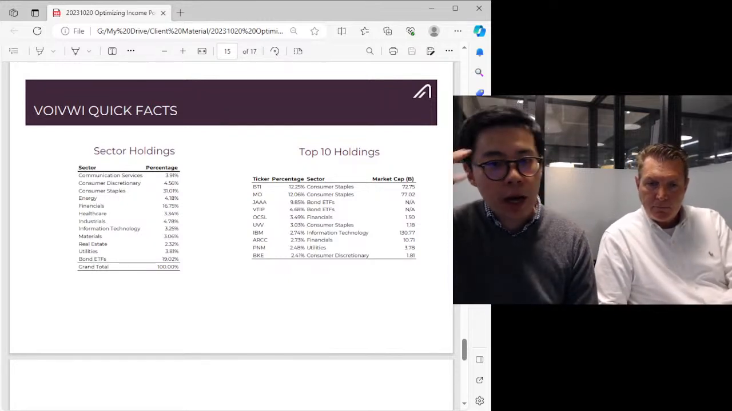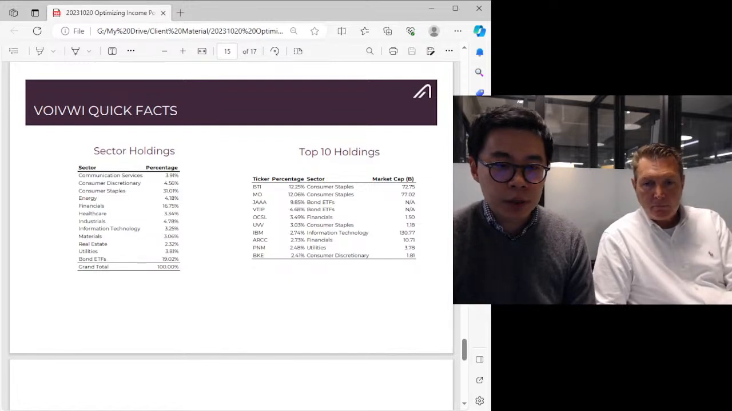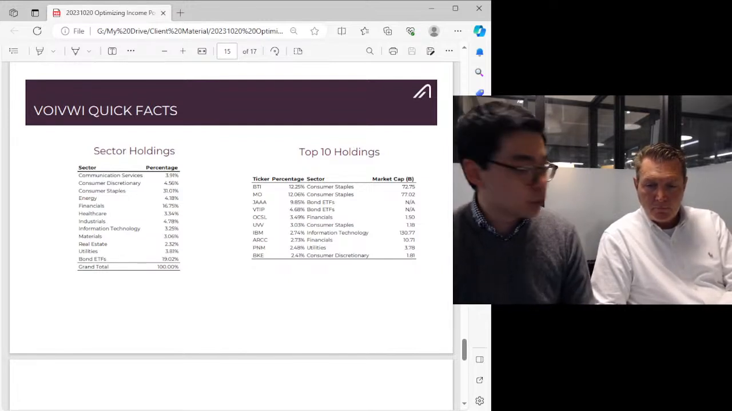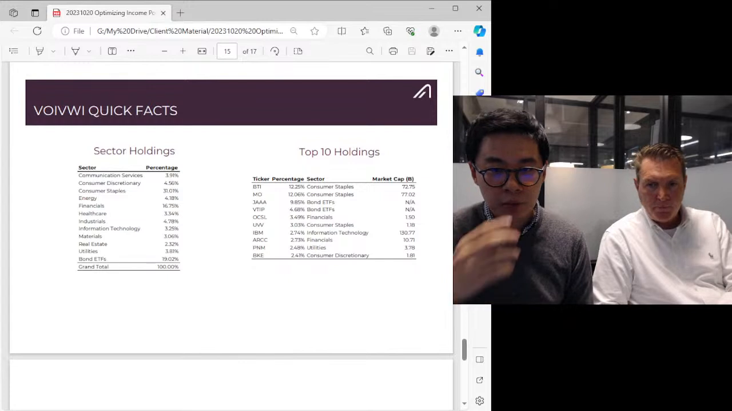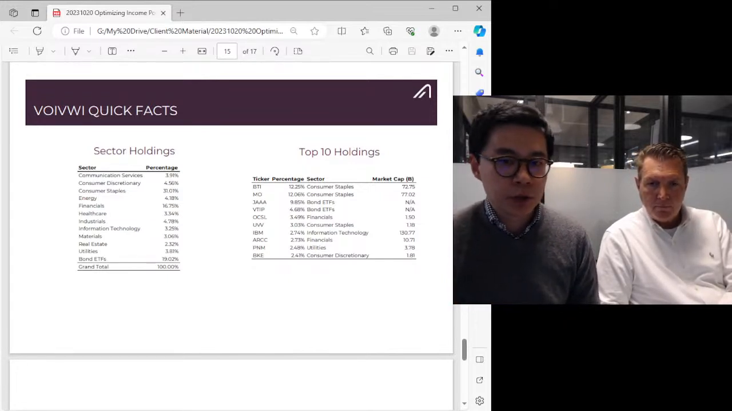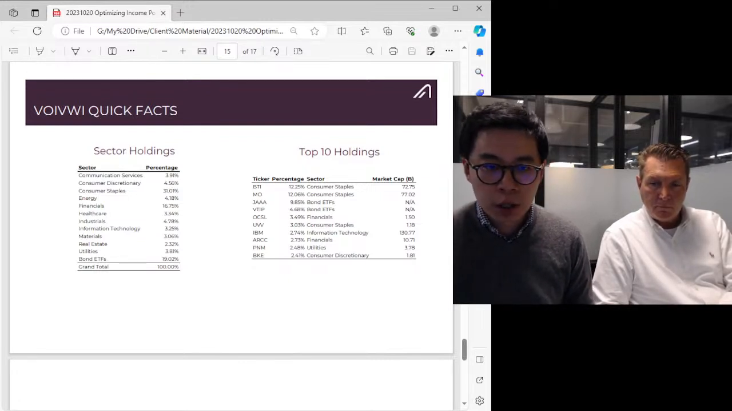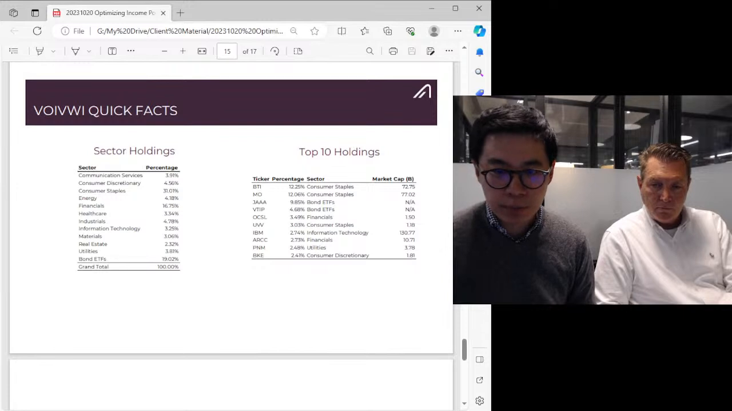The top 10 holdings are quite large. It's very exposed to consumer staples, which is of course what you expect in this environment. These are very stable names: British American Tobacco, Philip Morris, IBM. Very well-known names: JAAA, VTIP. Those products do deliver what we expected them to deliver.